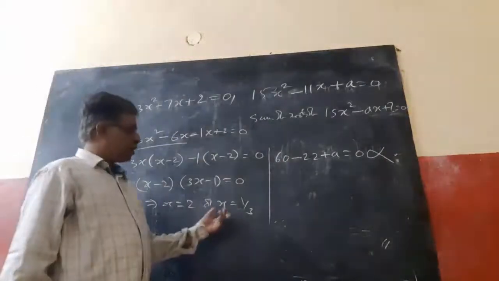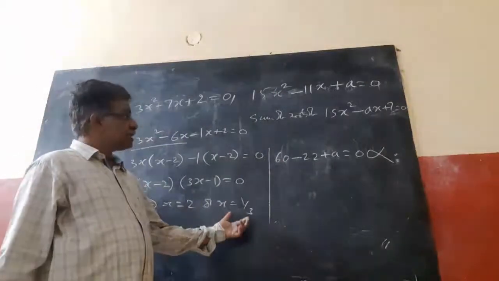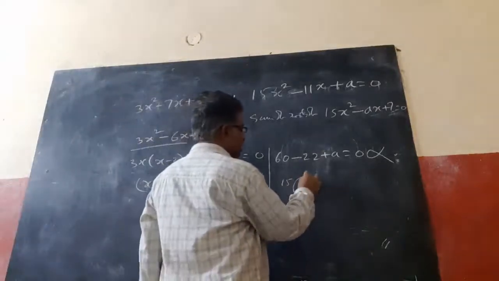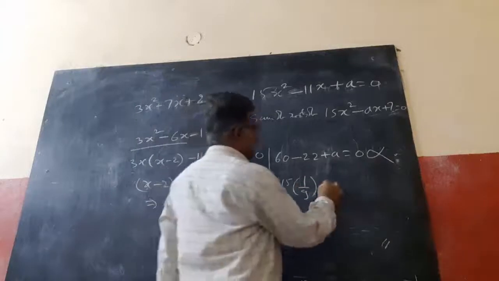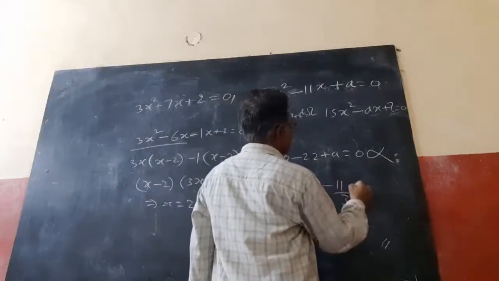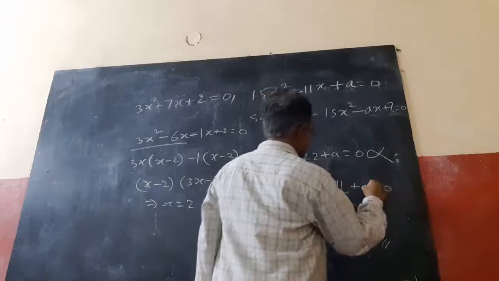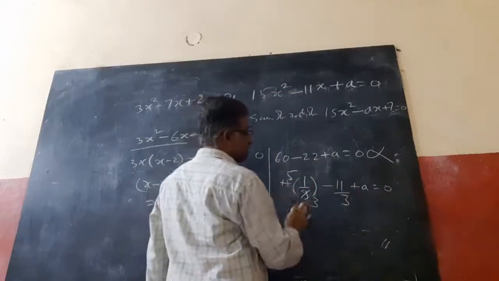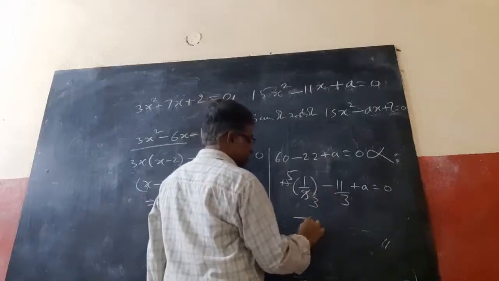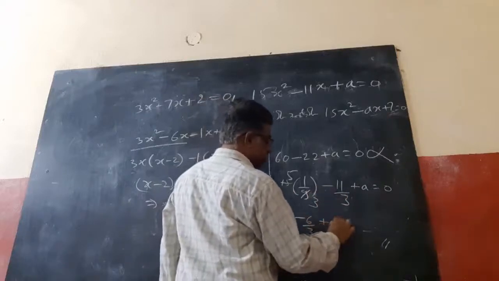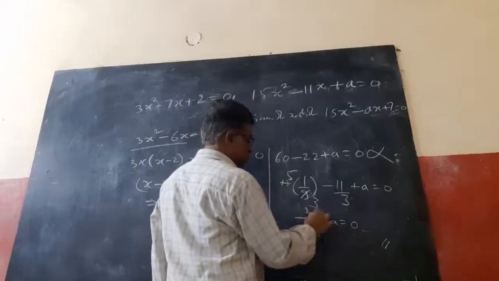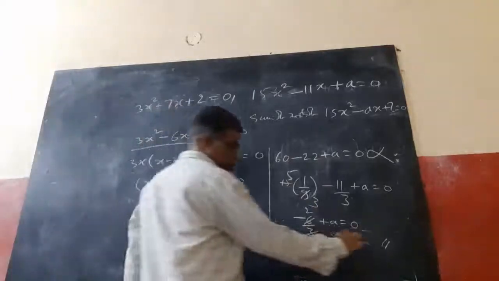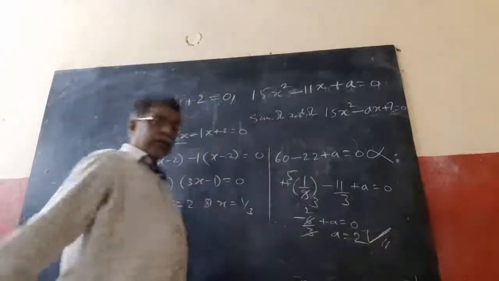So we'll go for x equal to 1 by 3, the second value. If I substitute here, 15 into (1 by 3) whole squared, which is 1 by 9, minus 11 into 1 by 3, which is 11 by 3, plus a equals 0. Here 3 threes are 9 and 15 can be cancelled by 3, giving 5 by 3 minus 11 by 3. So minus 6 by 3, plus a equals 0. 3 twos are 6, so minus 2 plus a equals 0. Minus 2 goes to that side, plus 2. So a must be plus 2. Now this is a positive value, so the value of a is 2.